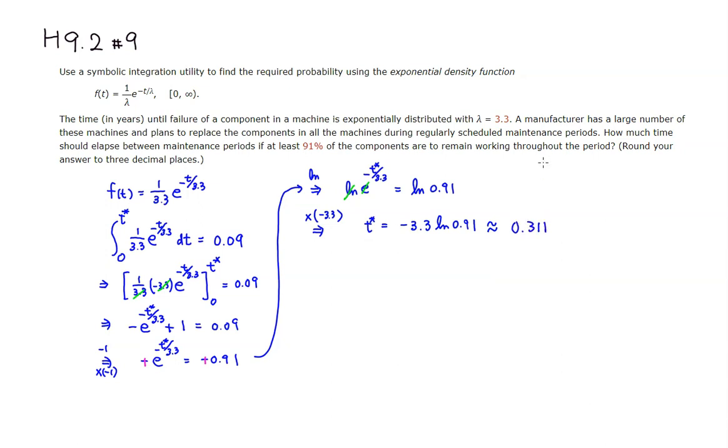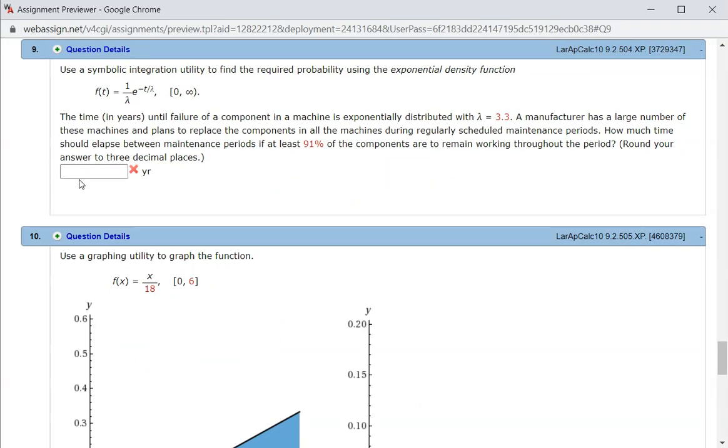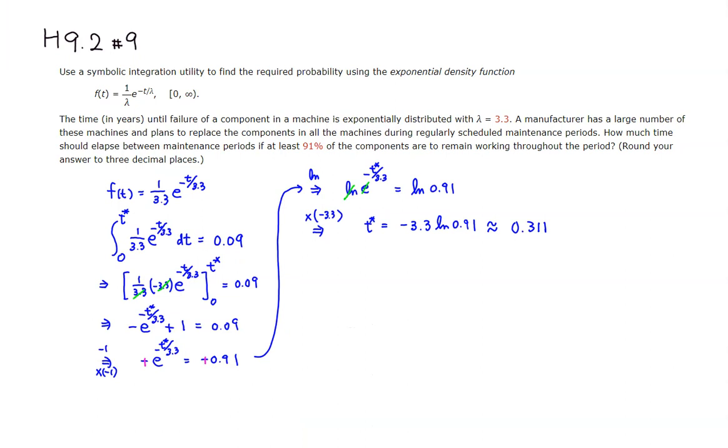All right, so let's type it in. I'm going to put 0.311 years, I guess. All right, let's check the answer. It came back and looks like we got this one correctly. All right, that's it. I hope that this was clear.